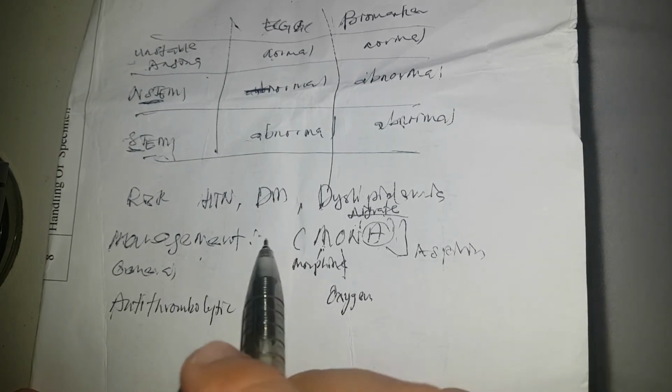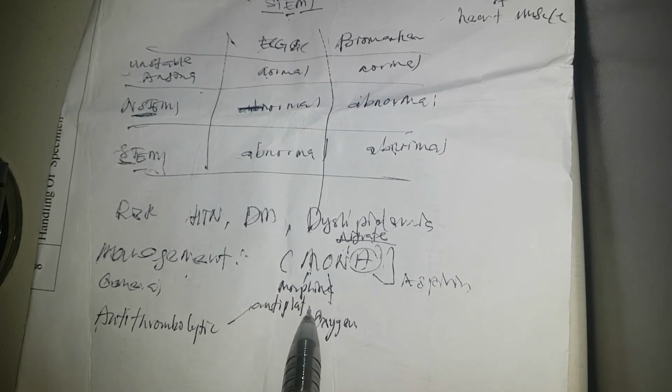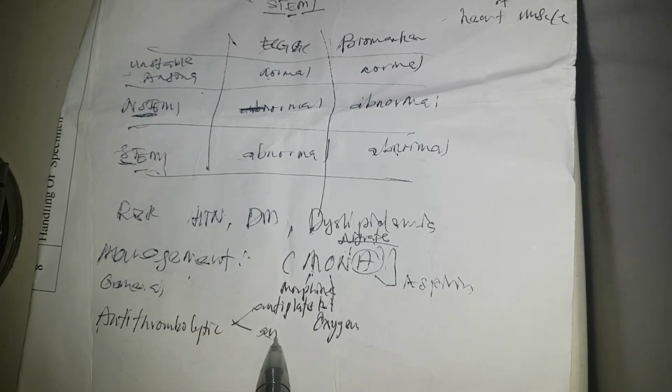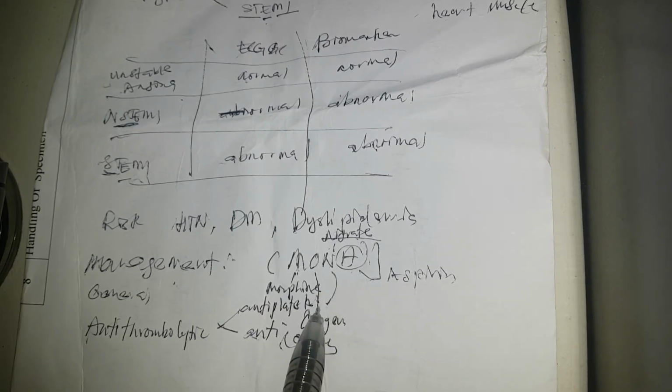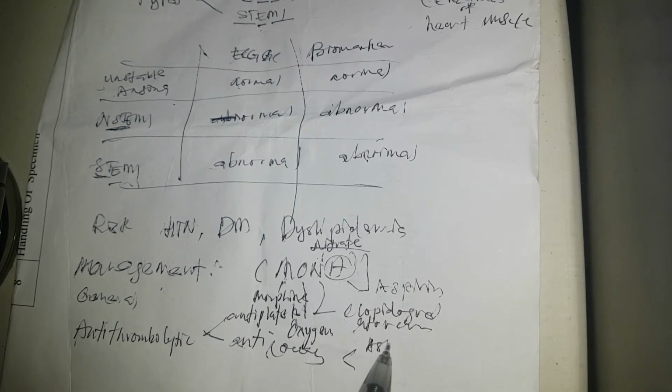Antithrombotic, like antiplatelet and anticoagulant. Antiplatelet like clopidogrel and aspirin. Anticoagulant like enoxaparin or fondaparinux.